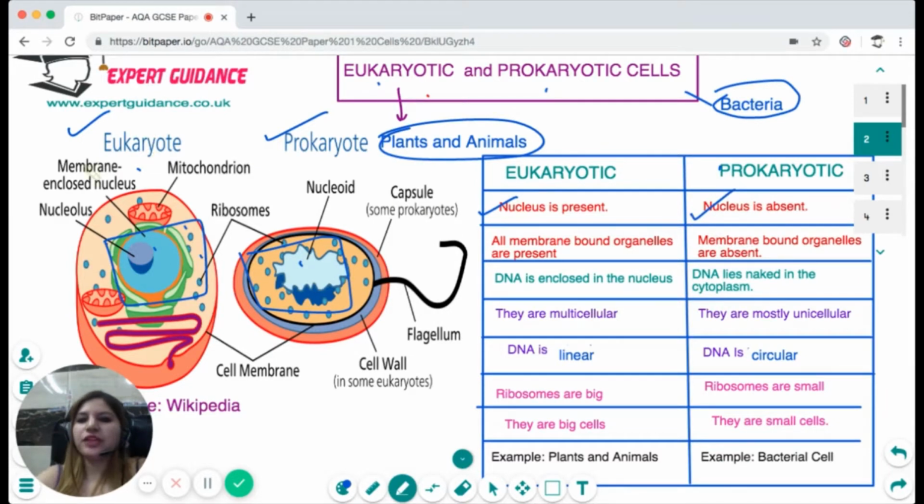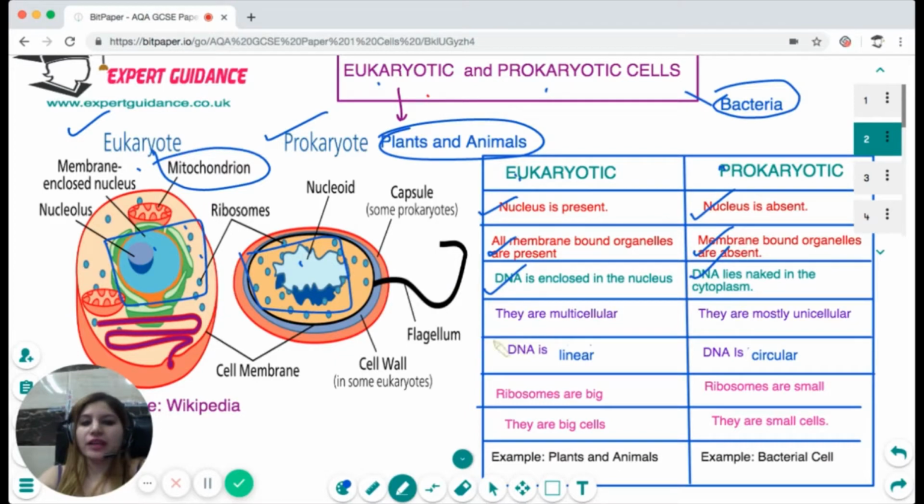Apart from the nucleus, eukaryotic cells, you can see, have organelles which have a membrane around them. So all membrane-bound organelles are present in a eukaryote, for example mitochondria, but these membrane-bound organelles are absent from a prokaryotic cell. The next difference is that in the eukaryotic cell, the DNA is enclosed in the nucleus, but in a prokaryotic cell, it lies naked in the cytoplasm as it has no nucleus.